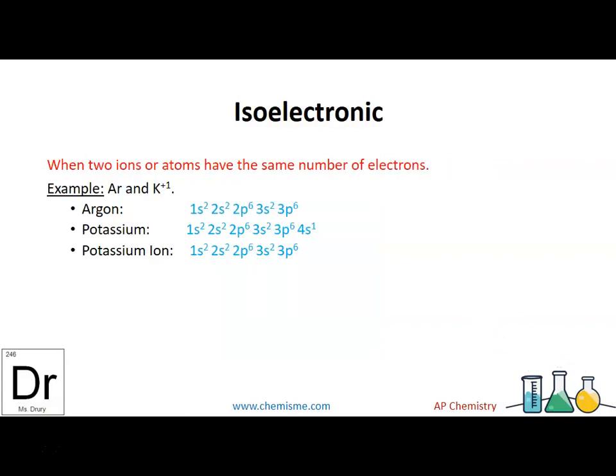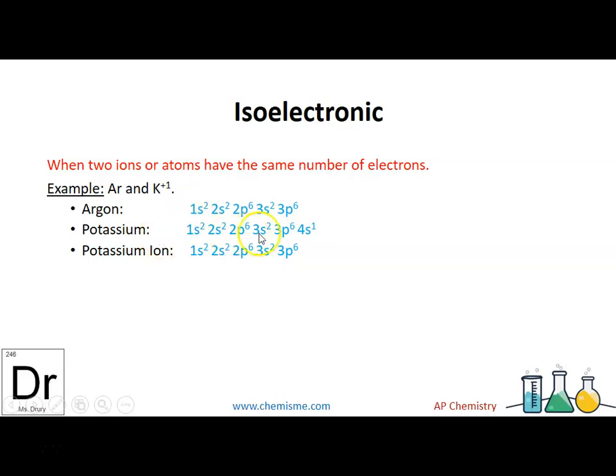And last, our word isoelectronic. We've heard the prefix iso before, meaning that something's similar about them, like isotopes or isomers. And so in this case, it's the isoelectronic elements. They have the same electron configuration. It does not mean that they have the same exact properties, since they'll have different protons and neutrons still. But you can see that argon itself is 1s2, 2s2, 2p6, 3s2, 3p6.